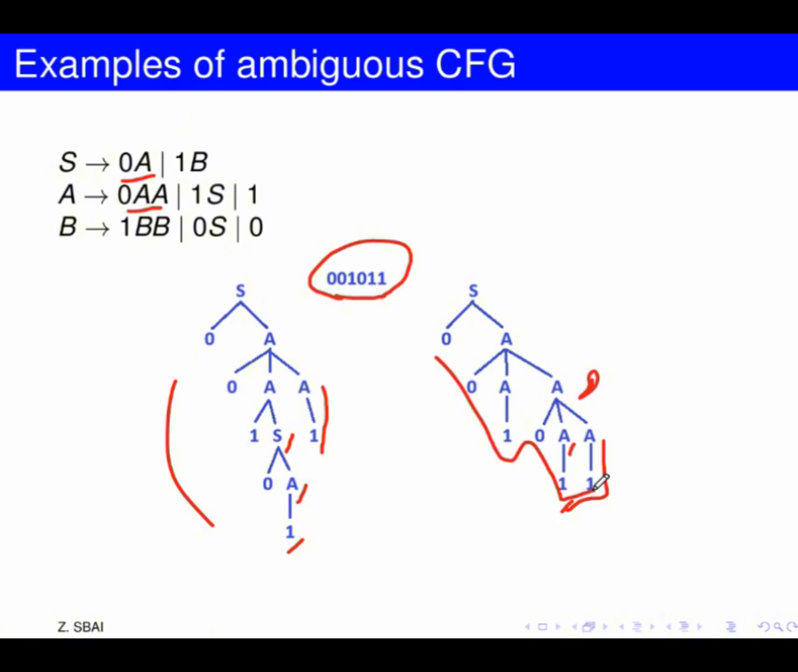001011. So since we have here two parse trees for the same string, we will say that this string is ambiguous, and hence the grammar here is ambiguous.